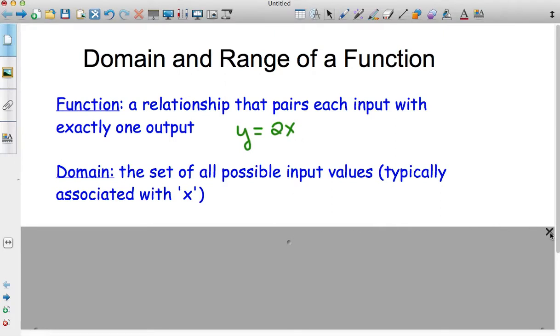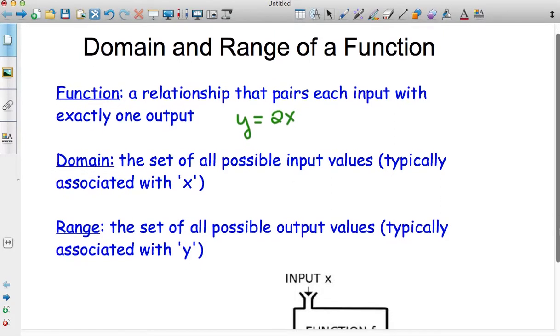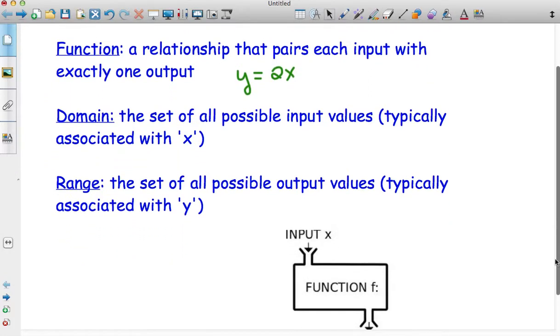And then conversely is range. Range is the set of all possible output values, typically associated with y. Any answers that you receive once you put in x and get the output, whatever answer it is, those would be the range. Again, we'll do some examples here shortly.